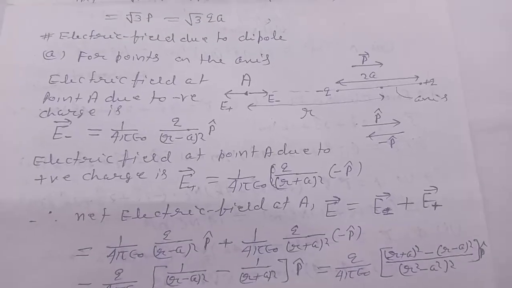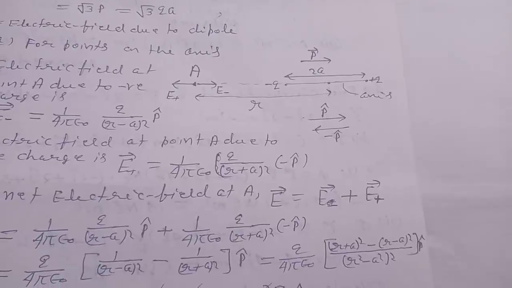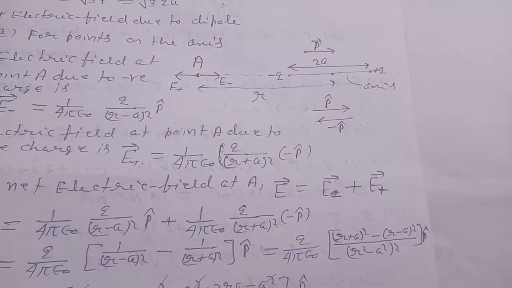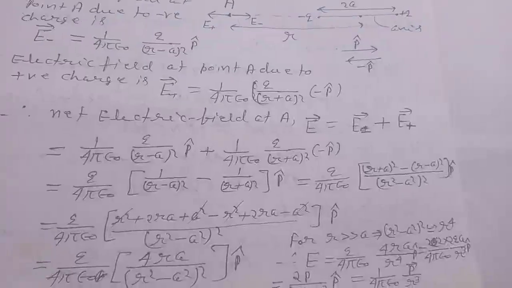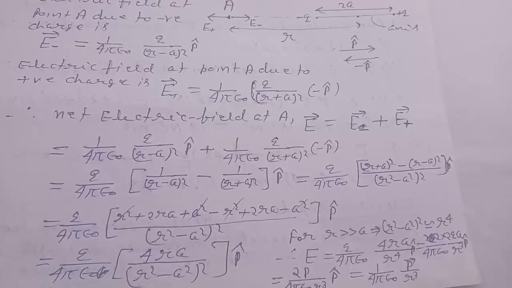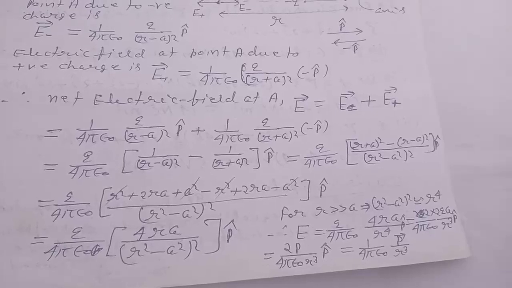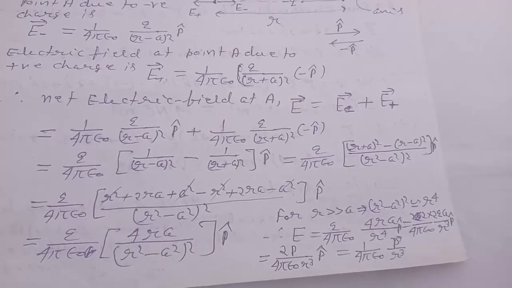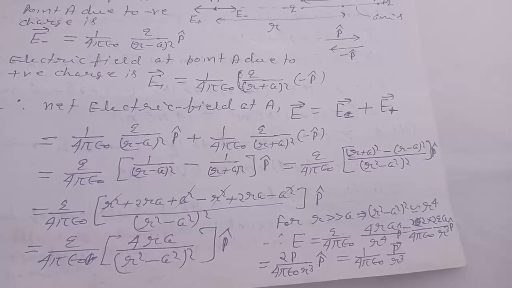Electric field at point A due to positive charge is E plus vector equal to 1 by 4 pi epsilon naught Q by (r plus a) to the whole square into minus of P cap. Hence net electric field at A, E vector equals E minus vector plus E plus vector equals 1 by 4 pi epsilon naught Q by (r minus a) to the whole square P cap plus 1 by 4 pi epsilon naught Q by (r plus a) to the whole square of minus P cap.